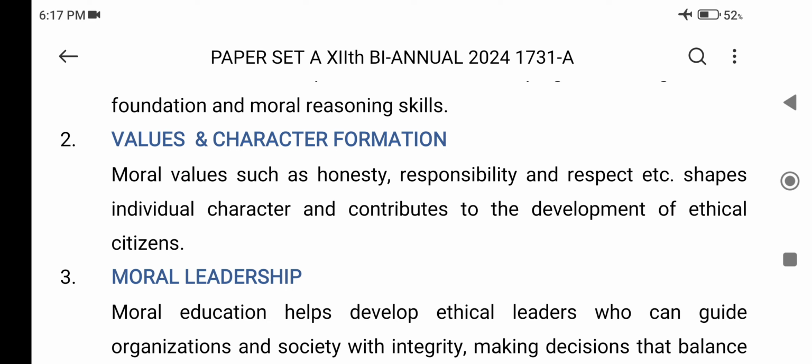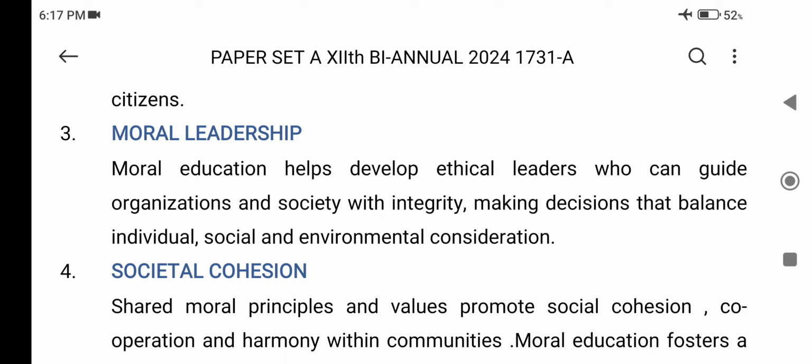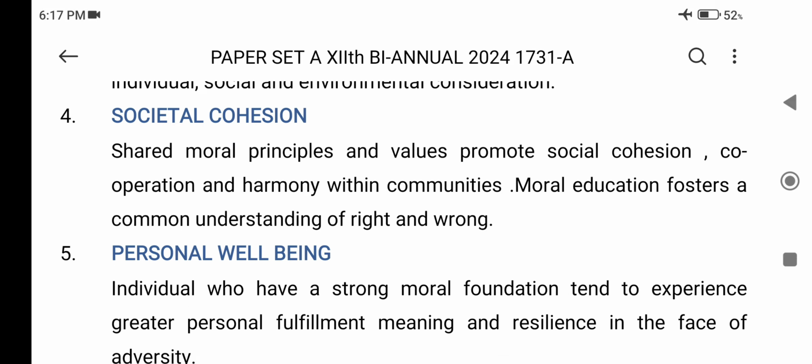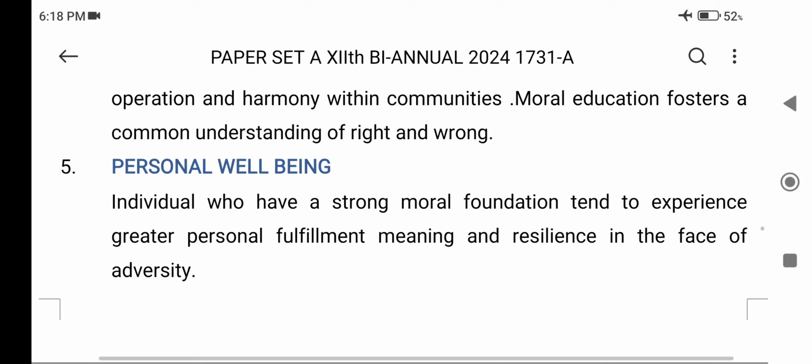Number 2, values and character formation. Moral values such as honesty, responsibility, and respect shape individual character and contribute to the development of ethical citizens. Number 3, moral leadership. Moral education helps develop ethical leaders who can guide organizations and society with integrity, making decisions that balance individual, social, and environmental considerations. Number 4, societal cohesion. Shared moral principles and values promote social cohesion, cooperation, and harmony within communities. Moral education fosters a common understanding of right and wrong.